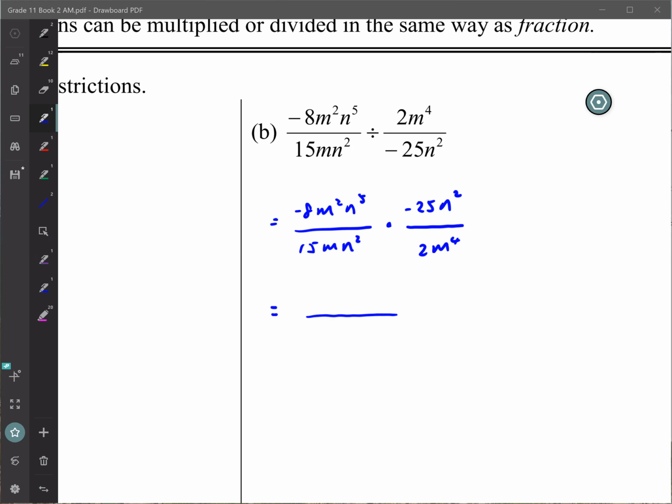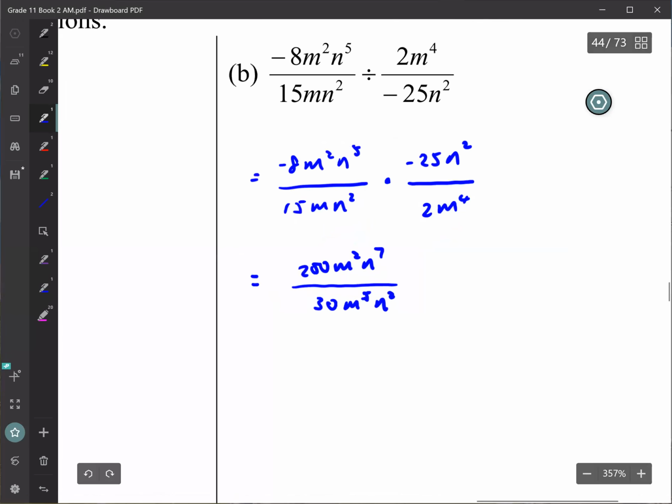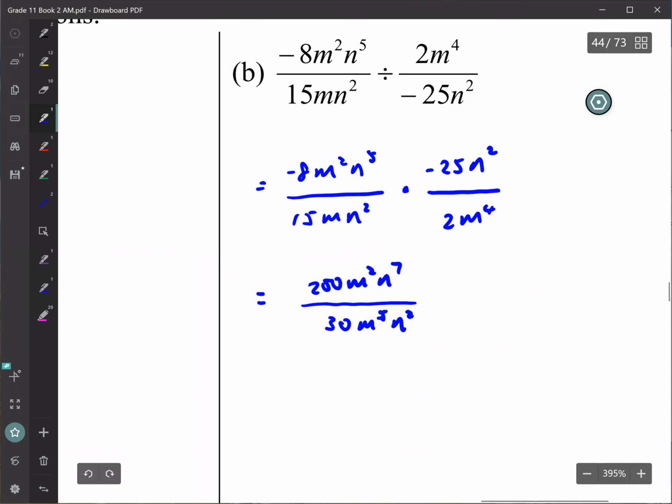Okay, Colin. Yeah, Colin, what do you get after you multiply? 200m squared and 7 over 30m to the 5 n squared. Okay. Yeah, quite big, right? So if you don't like the very big numbers, you could reduce the numbers first, the constants, so your numbers don't get that big. And then now you can start simplifying.